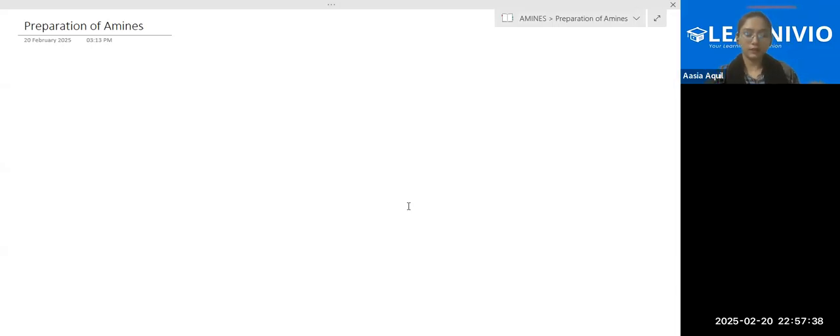Okay, now we are going to start the new chapter, which is amines. So what are amines and how can we prepare amines? Amines can be prepared by many methods. Let's see the first method: we can prepare amines from haloalkanes.